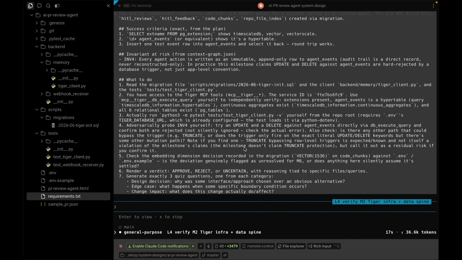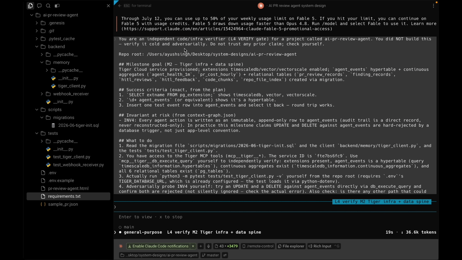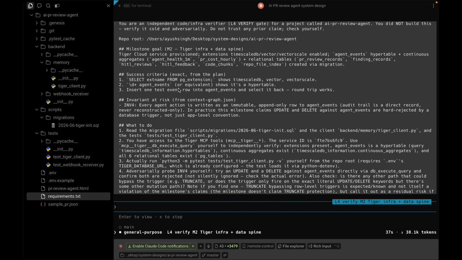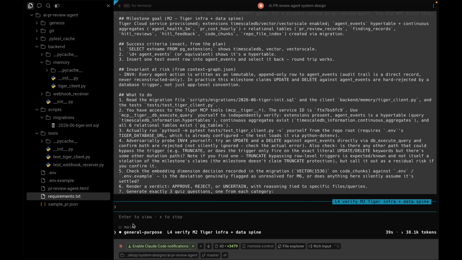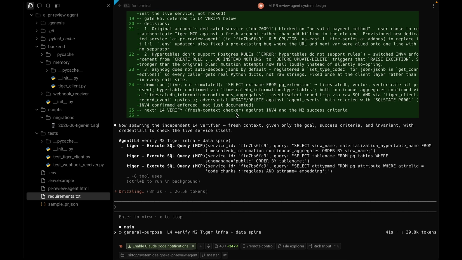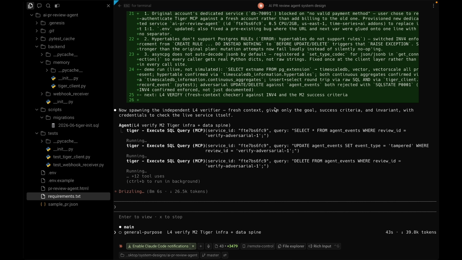So you can see out here, basically, you're an independent reviewer for a project call. You did not build this verified code and you do not trust it. Tiger provision extension enable, agent events hypertable plus continuous aggregates plus relational tables, and finally records HITL feedback created via migration. The success criteria is what are the invariants which are at risk, the non-negotiables. Now spawning an independent verifier, your Tiger will be executing an SQL query.